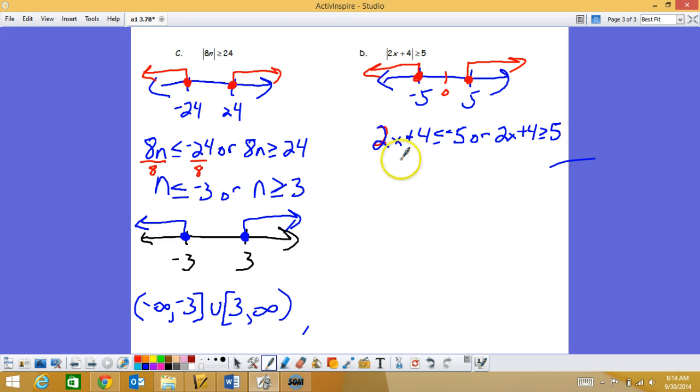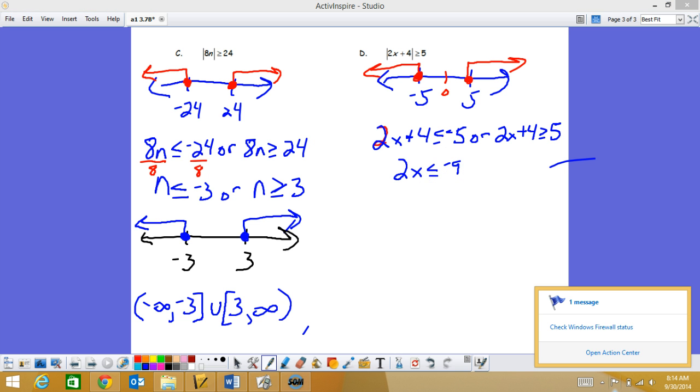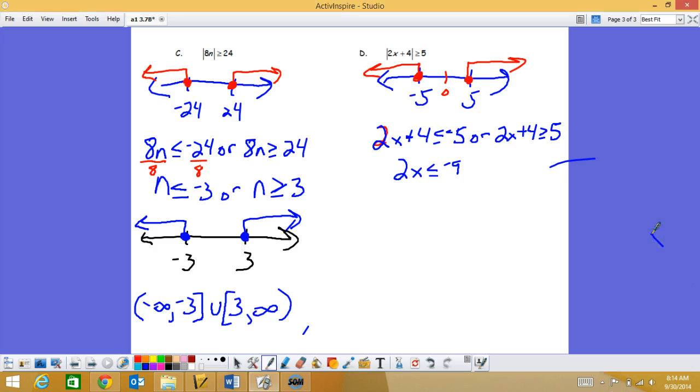First thing we're going to do over here is subtract 4. So 2x is less than or equal to -9. And then we are going to divide by +2. Now, since we are dividing by +2, we are not flipping the inequality. So that's -9/2. Some of you would maybe prefer to write -4.5, which is fine. It means the same thing.